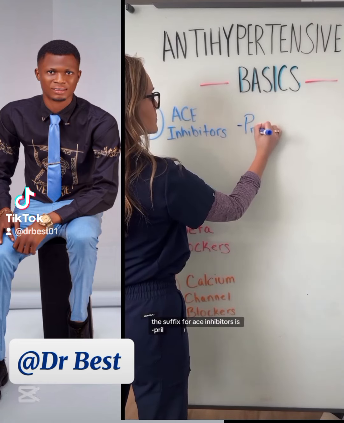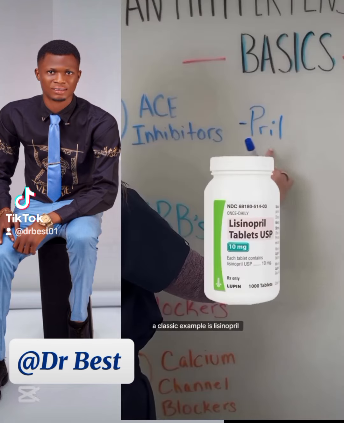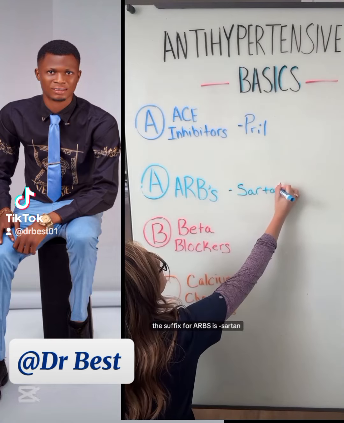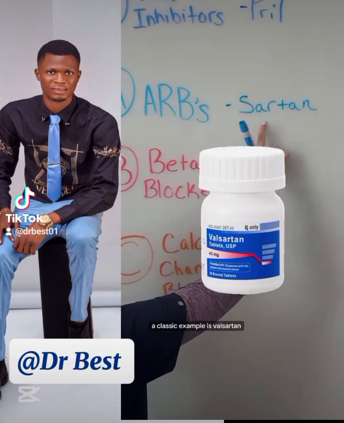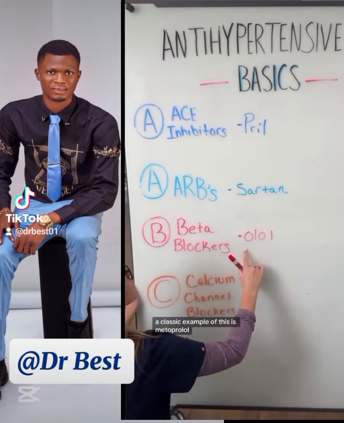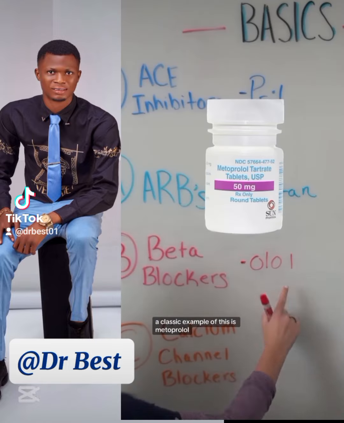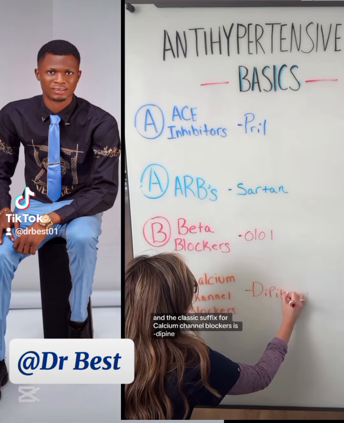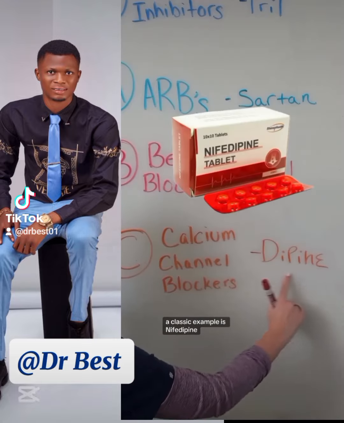The suffix for ACE inhibitors is pril. A classic example is lisinopril. The suffix for ARBs is sartan. A classic example is valsartan. The suffix for beta blockers is olol. A classic example of this is metoprolol. And the classic suffix for calcium channel blockers is dapine. A classic example is nifedipine.